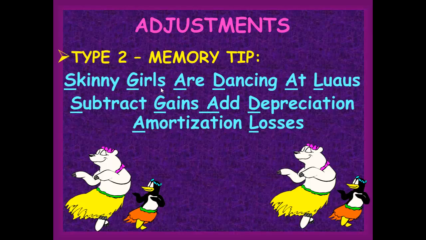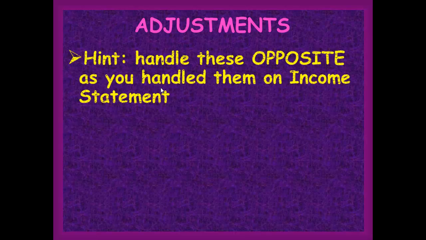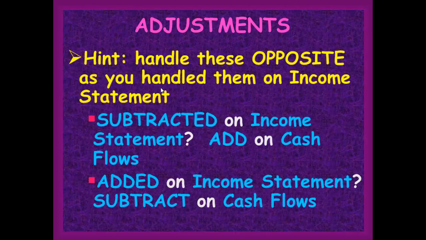And the other group is my change in current assets and current liabilities. So again, these items in the skinny girls group, they're going to be handled the opposite of what we did on the income statement. If they were subtracted on the income statement, they're going to be added on the statement of cash flows. If they were added on the income statement, they're going to be subtracted here on cash flows.